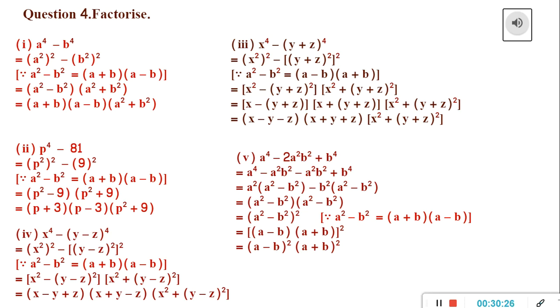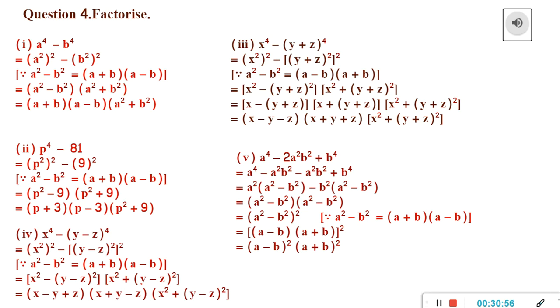That is the factor form of p raised to 4 minus 81. Okay. Now fourth one. x raised to 4 minus (y minus z) whole raised to 4. So here x raised to 4 can be written as (x square) whole square. Okay. Now here y minus z, that is our b. So inside the bracket you can write (y minus z) whole square and whole square. Again one more square is there. So our a is x square and b is (y minus z) square.